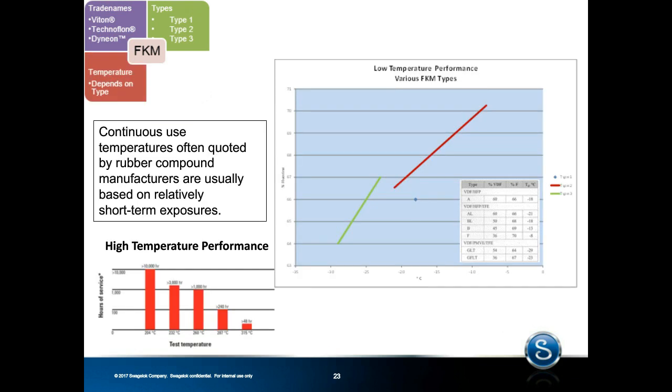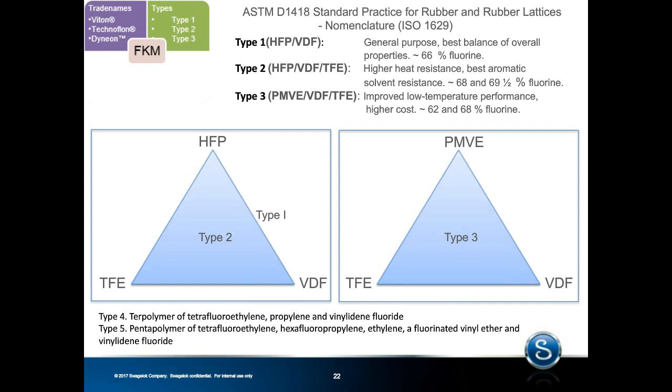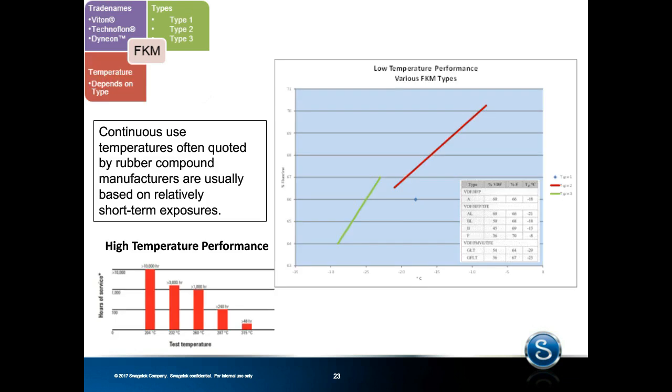Actually, I want to go back for one quick second. One of the things that you can see with the different types of FKM is that the percent fluorine changes with the type of FKM that's manufactured. That percent fluorine is important because it results in chemical resistance for your elastomer seals. So the higher the fluorine content, the better chemical resistance it has.